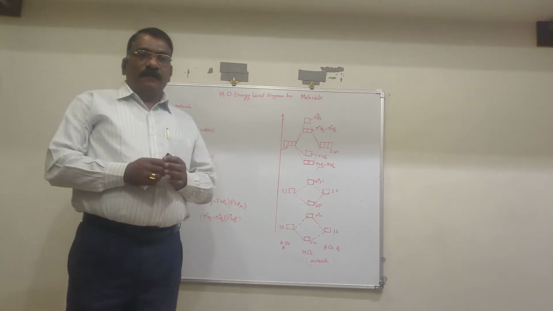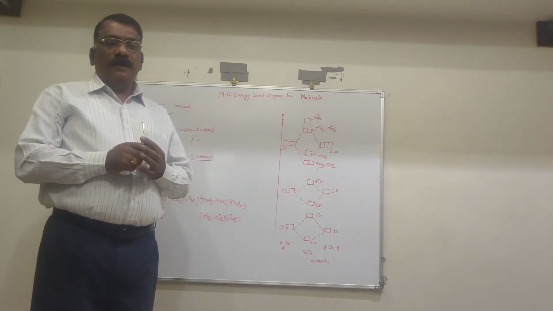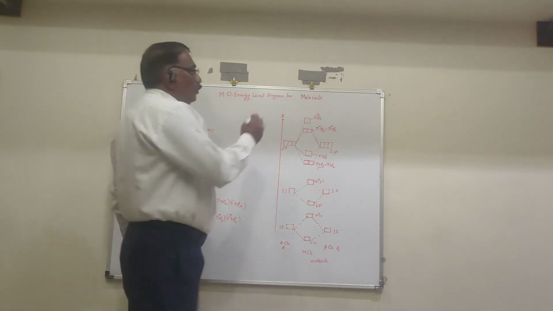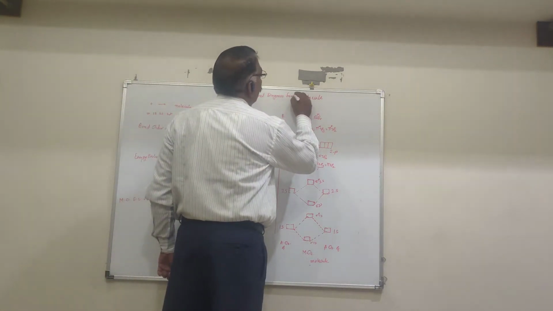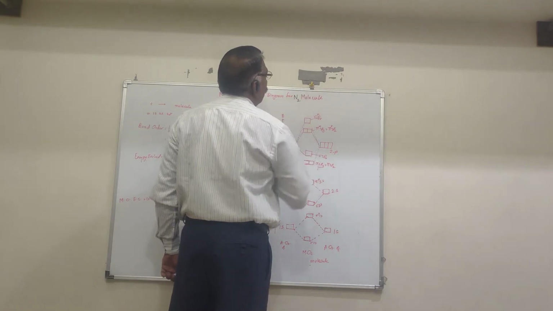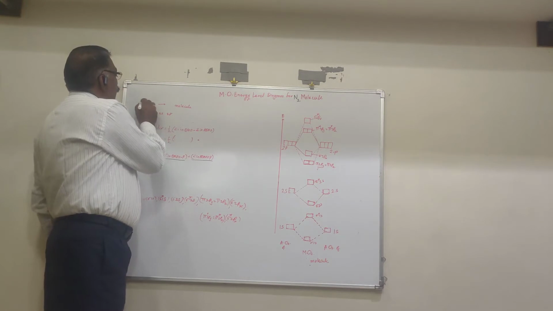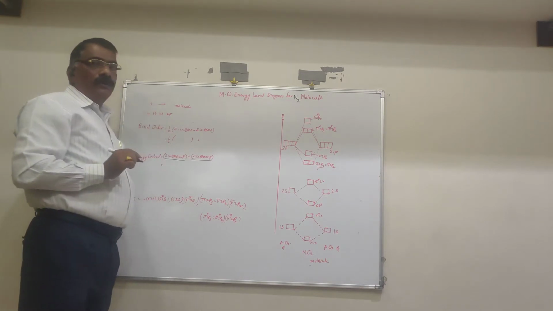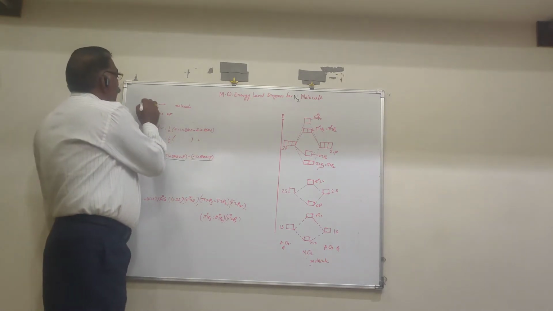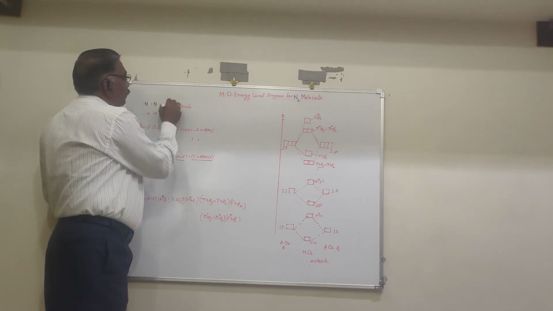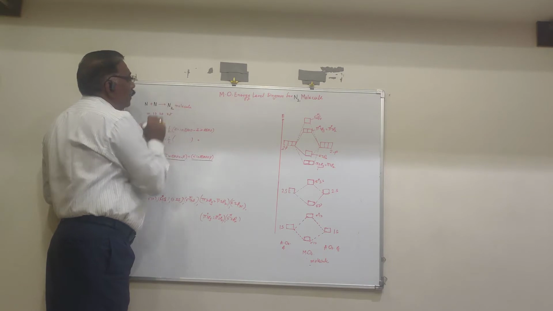Good morning, students. Today we are going to see the MO energy level diagram for the N2 molecule. This N2 molecule can be formed by the combination of two nitrogen atoms, first nitrogen plus second nitrogen. There is formation of the N2 molecule.